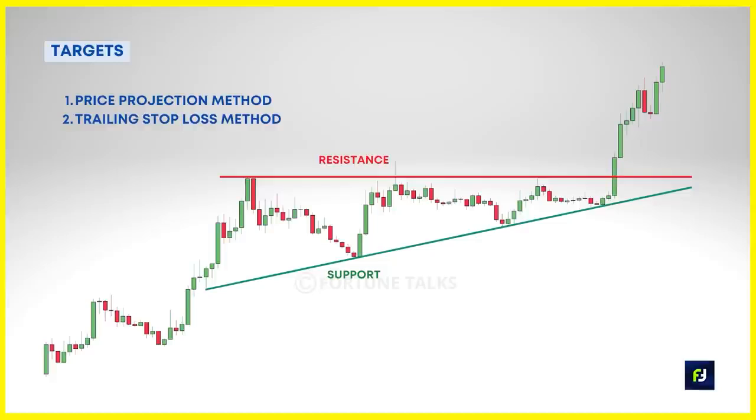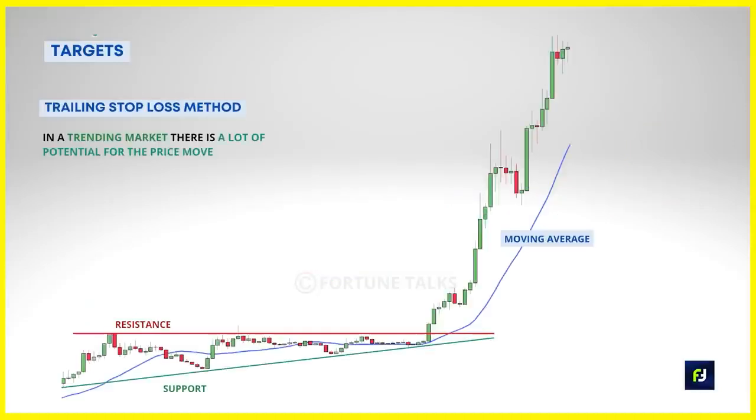Now as always, there are two techniques you can consider, the trailing stop loss method and the price projection method. The idea of a trailing stop loss is that we have no idea how long a particular trend will last. So we trail our stop loss to ride the trend as far as possible to lock in your gains as the market moves in our favor. So how do you trail your stop loss?